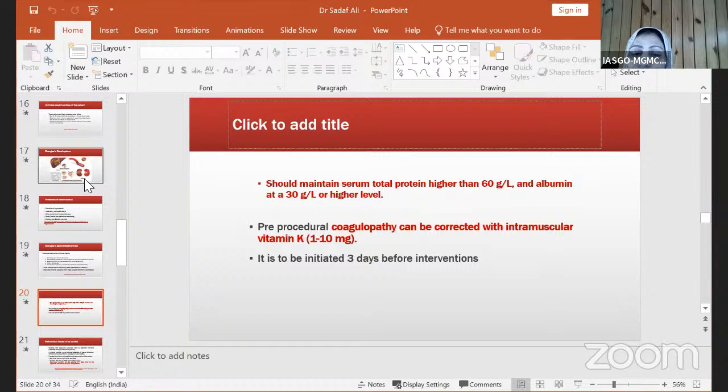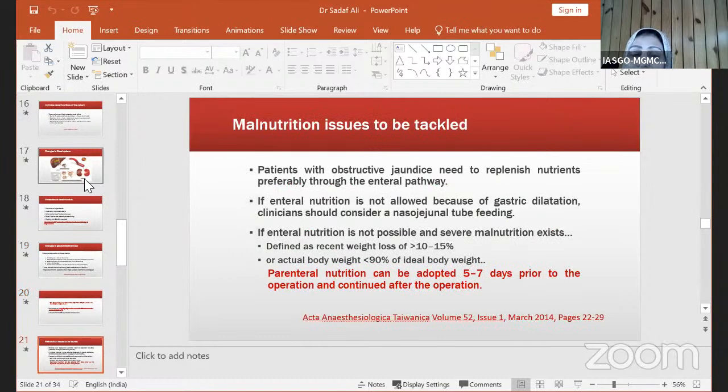In these patients, you should try to maintain an albumin level of 30 grams per liter, and coagulopathy should be corrected with 10 milligrams of vitamin K every day for at least 3 days before intervention. The malnutrition issues have to be settled with replenishing of the nutrition, preferably by the enteral pathway. You may have a combination of patient and subset where you have choledocholithiasis, pancreatitis. You might have to put in a nasojejunal tube to supplement nutrition.